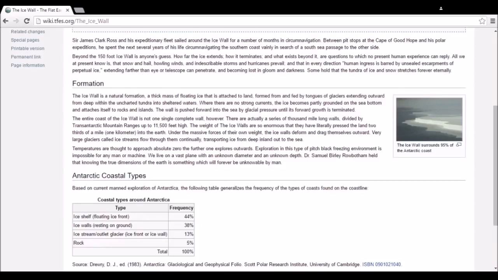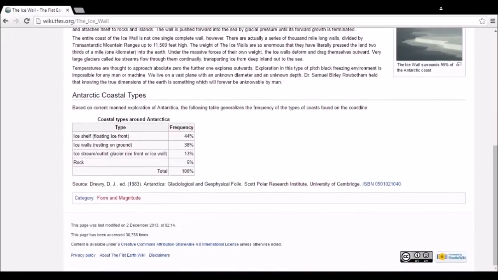It does seem to have Transantarctic mountain ranges of 11,500 feet. The weight of the ice wall is so enormous that it has literally pushed the land two-thirds of a mile, one kilometer, into the earth. I don't know where they're going with that, but you can go through this and find out some very good information here. And it gives you information.